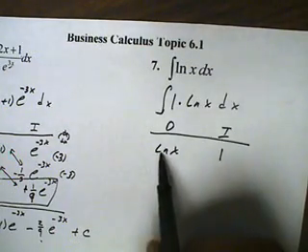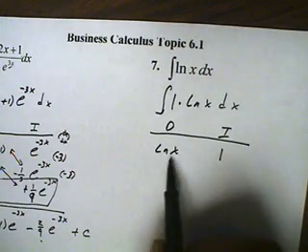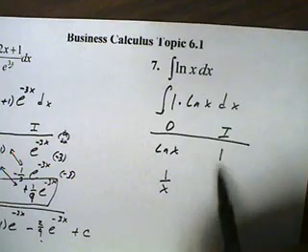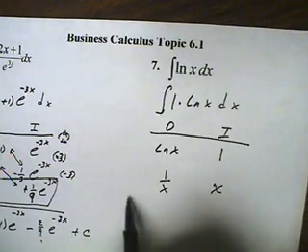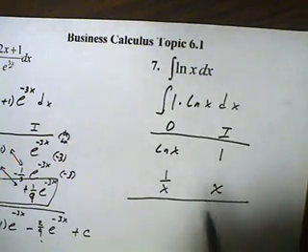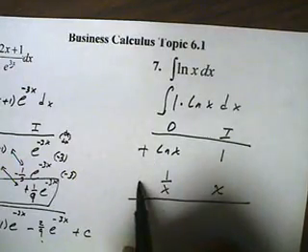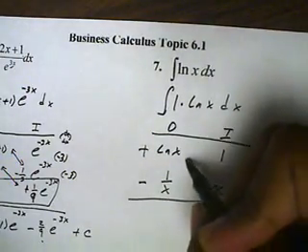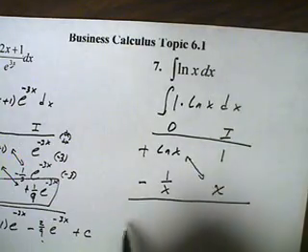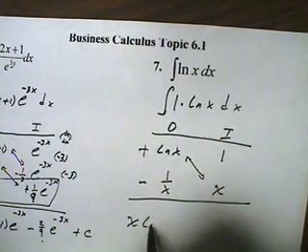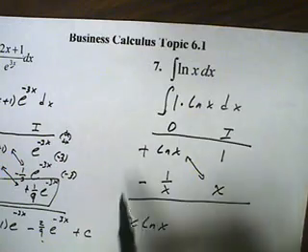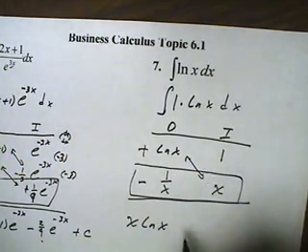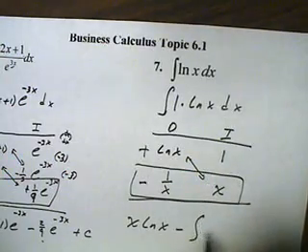Now, the derivative of natural log of x is going to be 1 over x. The antiderivative of 1 is going to be x. All right, we'll stop here and have our plus and our minus. So these two combine for our first product, x times the natural log of x. And these two will be my integral. So the negative is my integral.